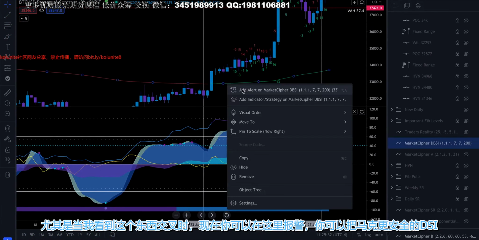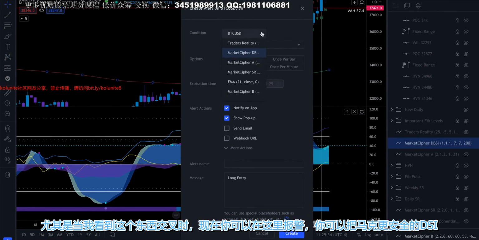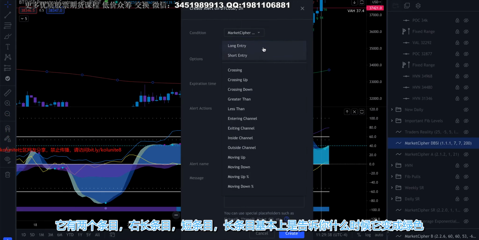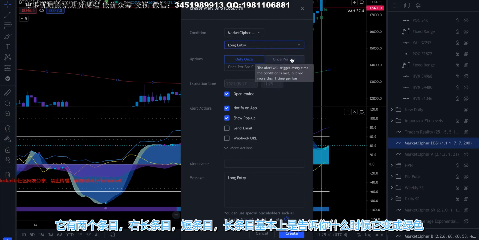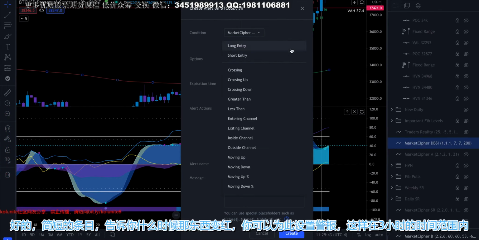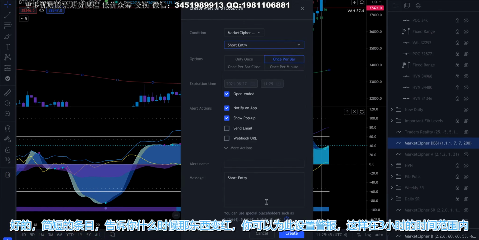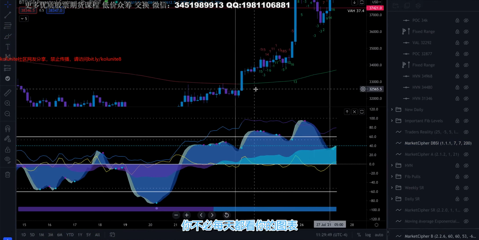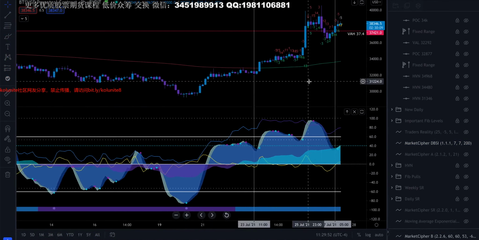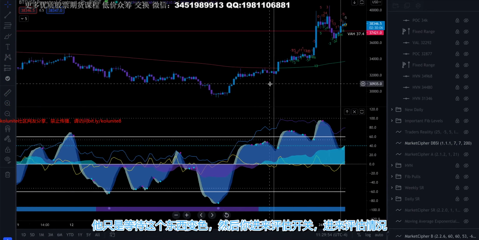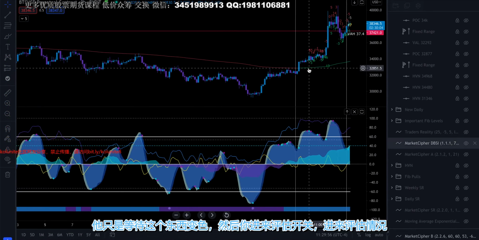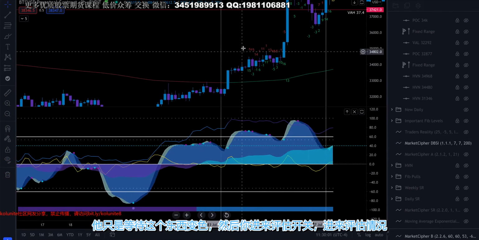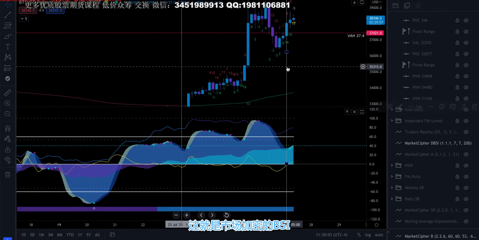Now, you can put an alert on here, okay? You can put Market Cipher DBSI. It has 2 entries, right? Long entry, short entry. The long entry is basically telling you when that thing turns green, okay? The short entry is telling you when that thing turns red. And you can set alerts for this so that on the 3 hour time frame, you don't have to be looking at your chart all day, every day. You simply just wait for this thing to change color, and then you come in here and assess the situation, okay? So that's Market Cipher DBSI.